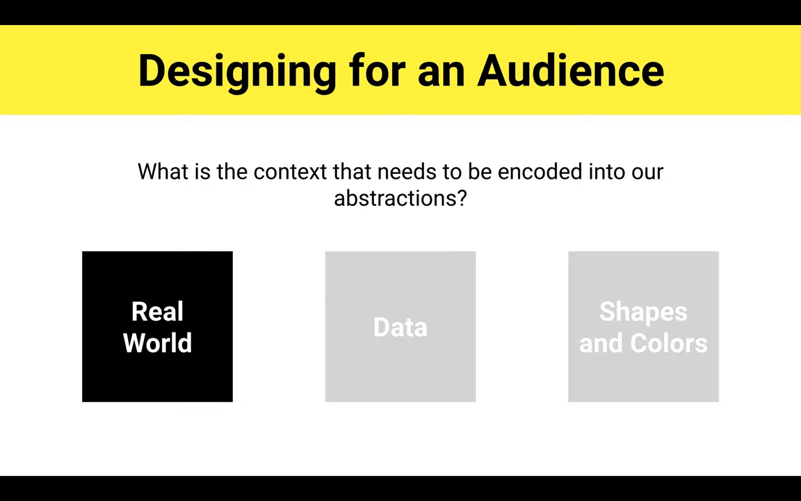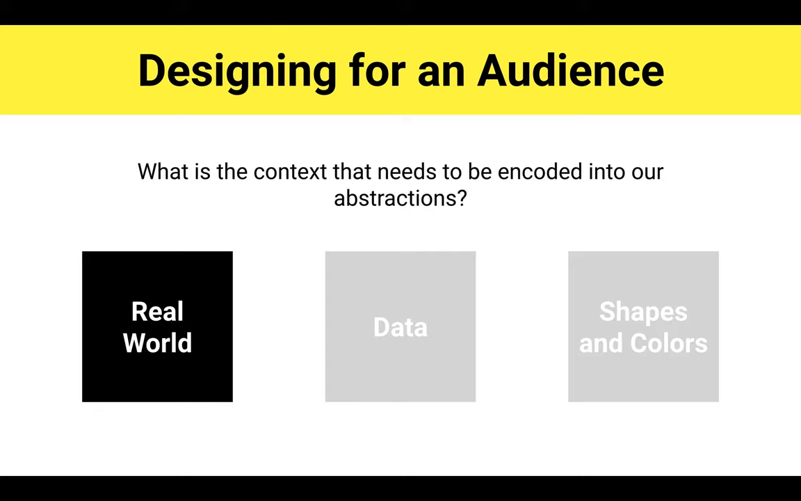Let's now go back to the questions that we should ask in order to design for an audience that is not ourselves. What is the context that needs to be encoded into our abstractions? In other words, what will the audience understand about the real world based on the data we collected and the shapes and colors they decode? This is an iterative process and may require many rounds of asking questions, understanding the real world a bit more, and collecting more or different data.